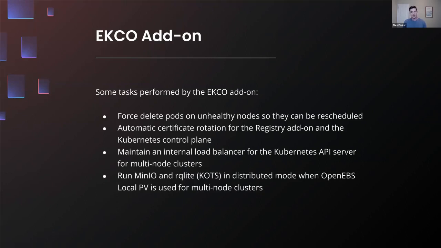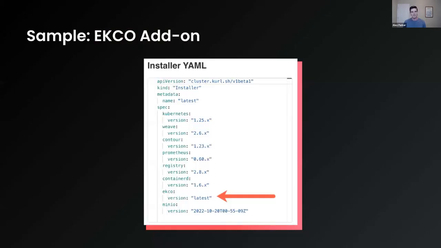And then the Echo add-on is also a crucial part of running MinIO and RQLite in distributed mode to support those storage changes that we just talked about on that last feature. So here's the Echo add-on in a Kubernetes installer. If you're not using this and you are using the Kubernetes installer, please take a look at it and add it. It's going to save you a lot of work, and it's just a great feature of the Kubernetes installer.